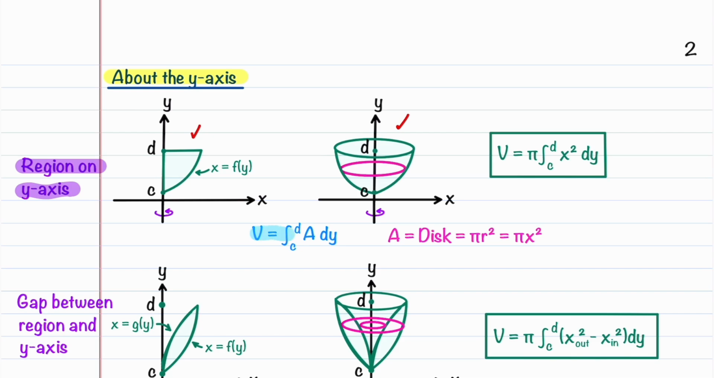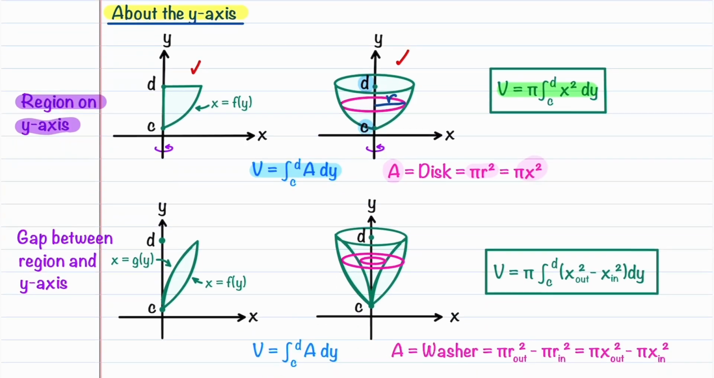The volume of this solid is equal to the integral of this cross-sectional area from y is equal to c to y is equal to d. This cross-sectional area is pi r squared, but now our radius r is equal to x. So the area is pi x squared. The volume for the solid of revolution can then be found by the formula V is equal to pi times the integral from c to d of x squared dy.